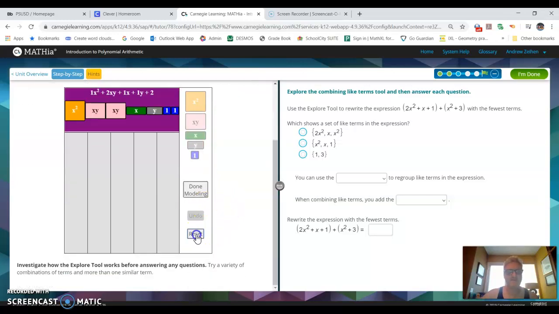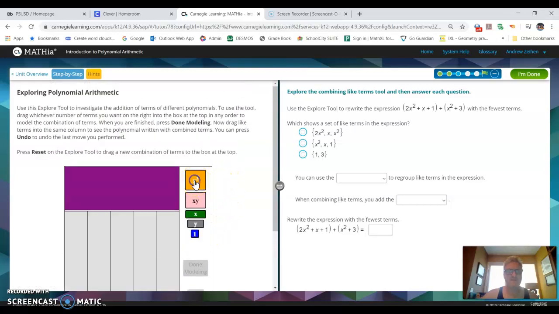You can reset this. Okay, so let's see here. This would be a 3x squared because there's 3 of them. Let's put a couple x's in there and let me throw in a 1. Okay, so look what we're doing. We're doing an area model to model 3x squared plus 2x plus 1.